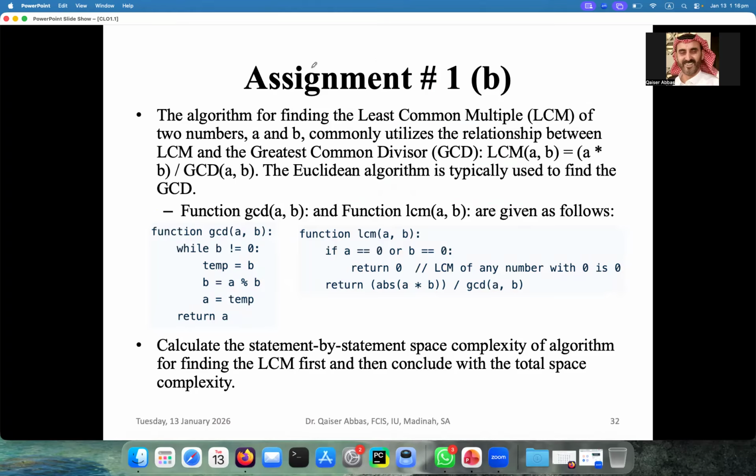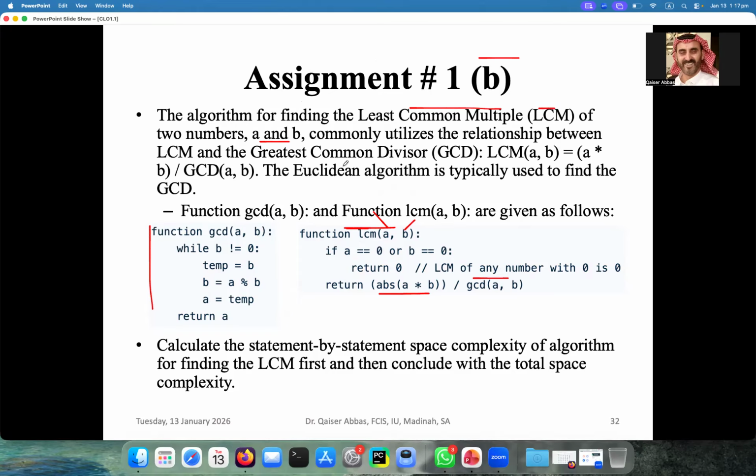This is assignment number 1, part B. What you have to do is write an algorithm for finding the least common multiple, LCM, for two numbers A and B. That is written here, and we normally use this. So this function LCM is given there for finding the LCM of two numbers. And here we are calling GCD, which is given here.